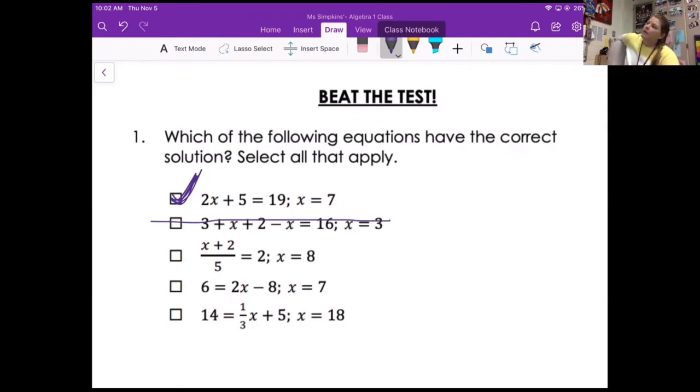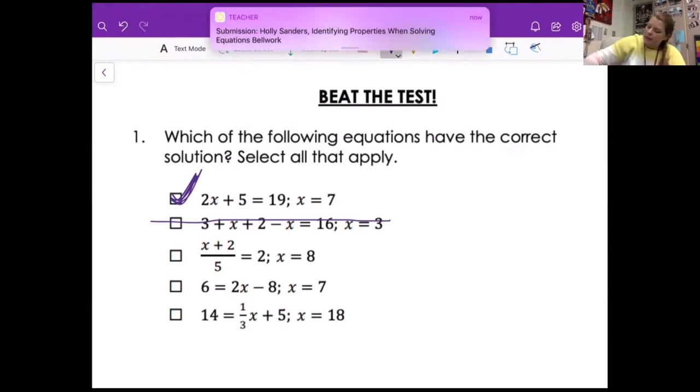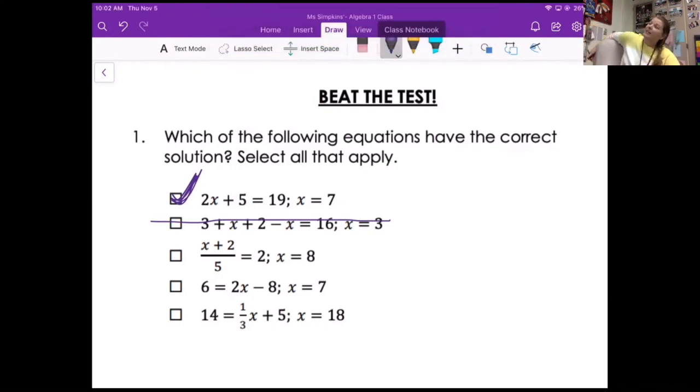The third one, we want to substitute an 8 where x is. So 8 plus 2 is 10. 10 divided by 5 is 2. That's true. 2 times 7 is 14. 14 minus 8 is 6. True. And then the last one, 1/3 x. So 1/3 of 18 is 6. 6 plus 5 is not 14. So the last one would be false. So the first, the third, and the fourth would all be true.